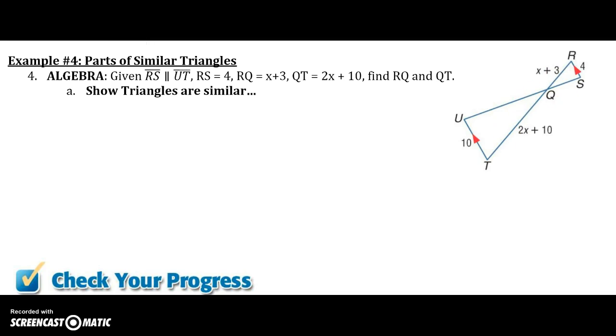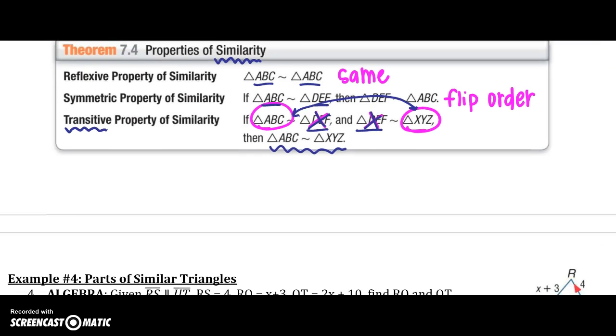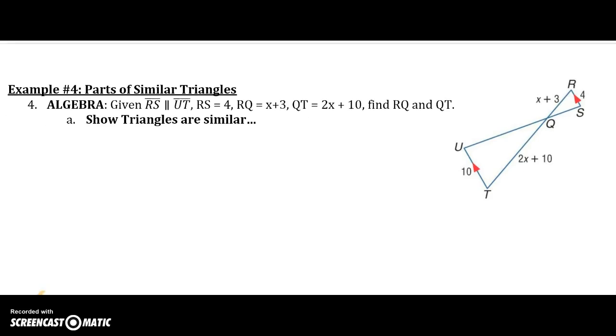Well, it might be super easy to just set up a proportion, but before we know sides are proportional, we have to know that my triangles are similar. So we need to figure that out first. Because I have two sides that are parallel, I also know that I have angles that are congruent. So angle U is congruent to angle S. And I also know with those parallel lines, angle T is congruent to angle R.